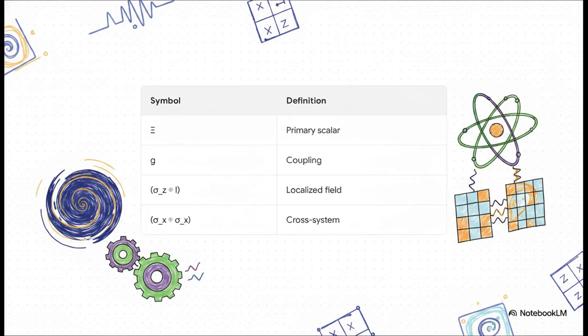What's really elegant is how these parameters map straight onto polyspin matrices. The Z-matrix tensor product handles the localized field dynamics, while the X matrices manage the cross-system interactions. It's this beautiful, seamless synthesis of abstract variables and concrete quantum operators.